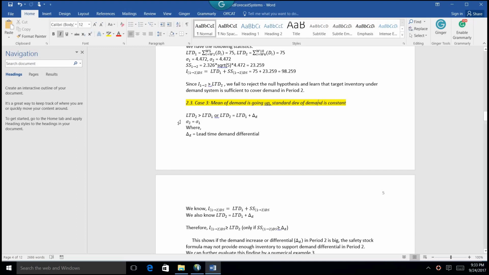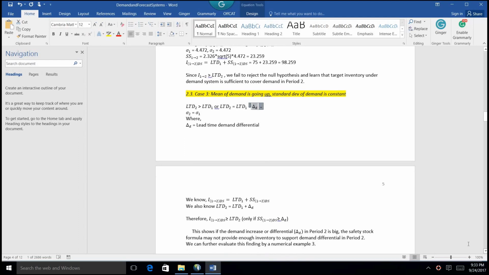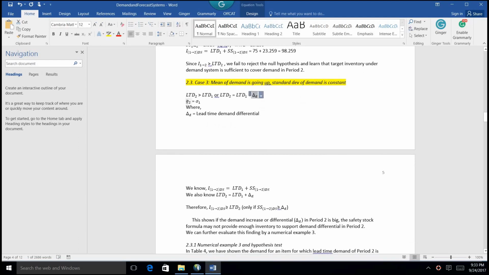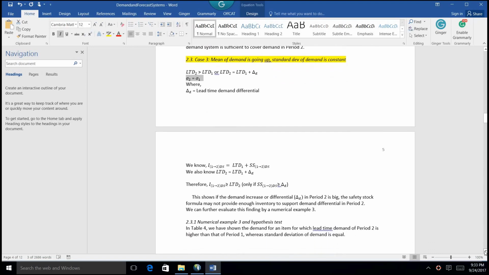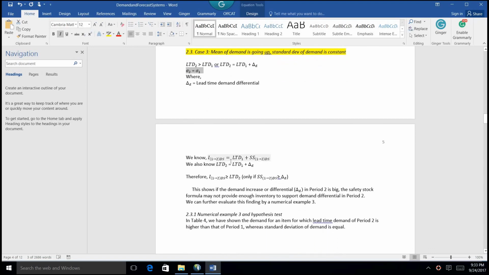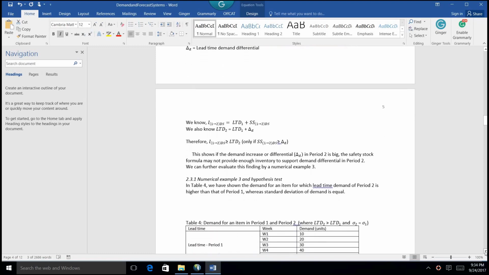Okay, it's constant. So in mathematical terms, you can write LTD2 greater than LTD1, or LTD2 equals LTD1 plus delta D, because LTD2 is higher than LTD1. So the delta D is the demand differential here. Sigma 2 equals sigma 1, no change in the standard deviation. Okay, so when you put in the inventory formula here, you see LTD1 plus SS1 arrow 2, easy, no change.